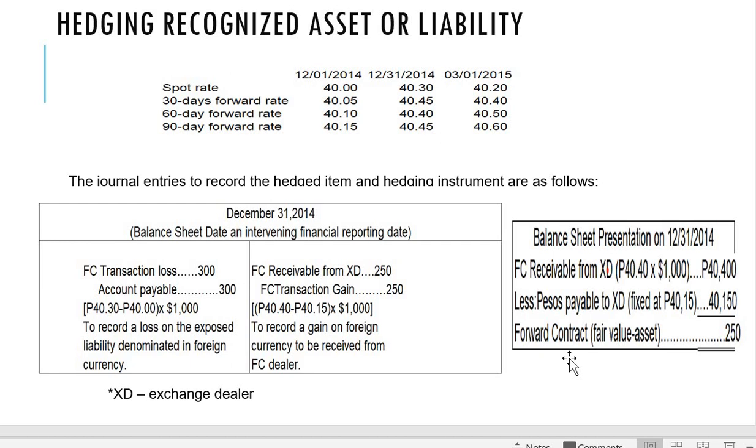Because if the payable is greater than the receivable, it means we have a forward contract liability. Okay? So, what we present in the FS is actually the net, depending on whether it is an asset or a liability. In this case, since the foreign currency receivable is greater than the peso payable, we have the forward contract represented as an asset. Okay?